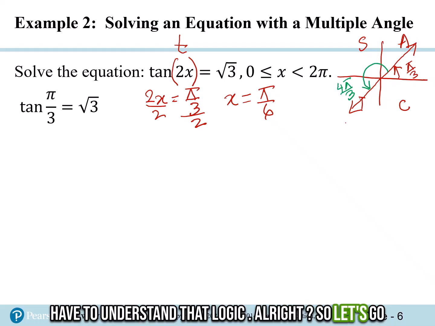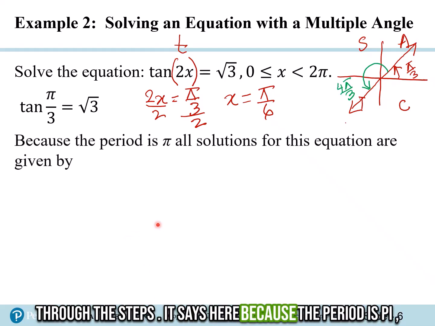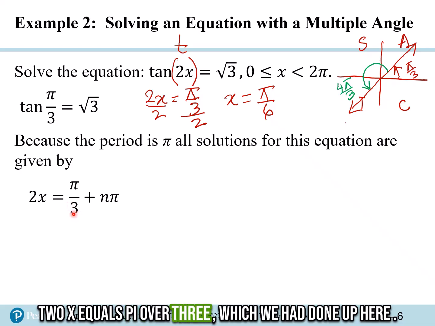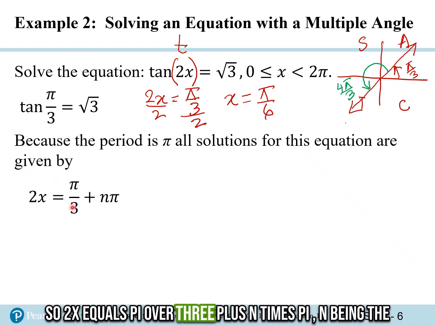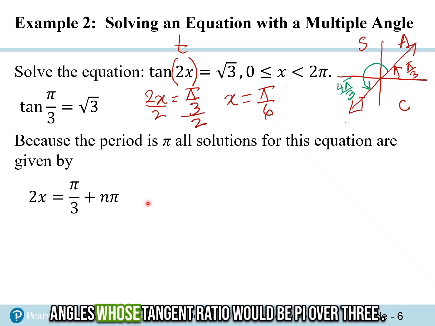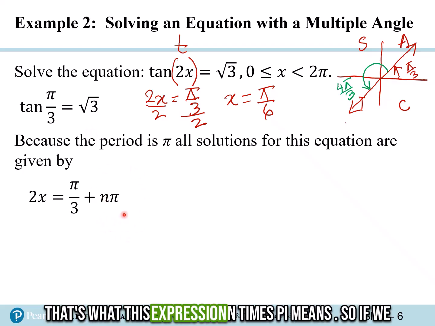All right. So let's go through the steps. It says here, because the period is pi, all solutions for this equation are given by the equation 2x equals pi over 3, which we had done up here. So 2x equals pi over 3 plus n times pi, n being the number of pi units that you go around looking for angles whose tangent ratio would be square root of 3. That's what this expression n times pi means.